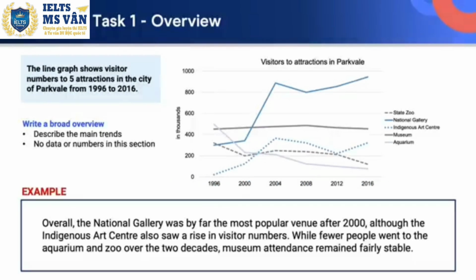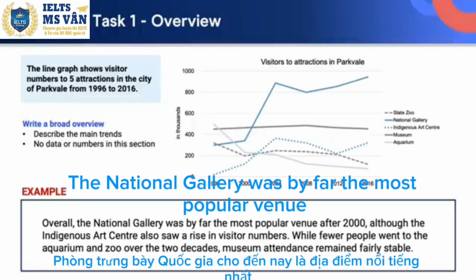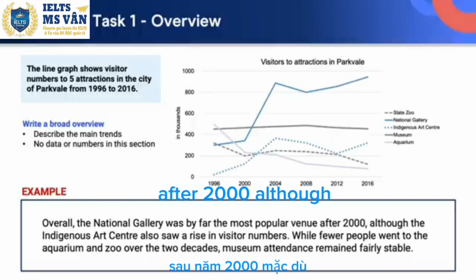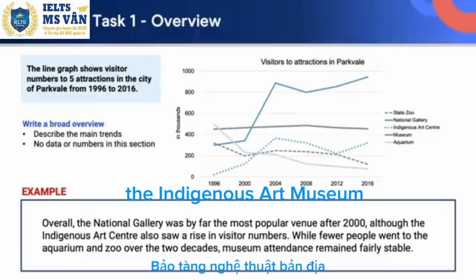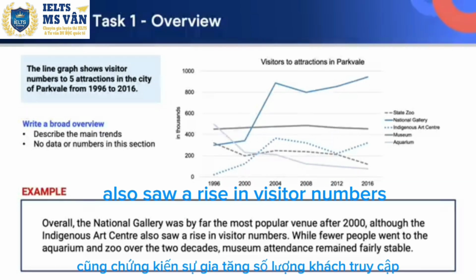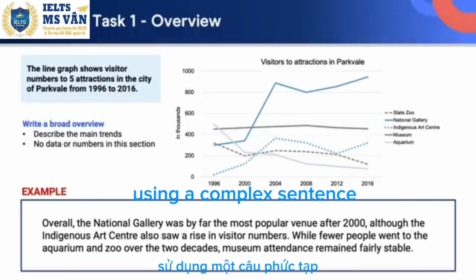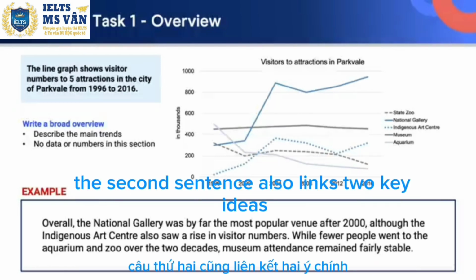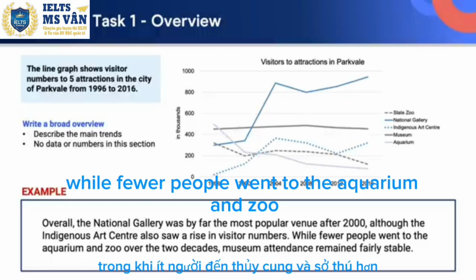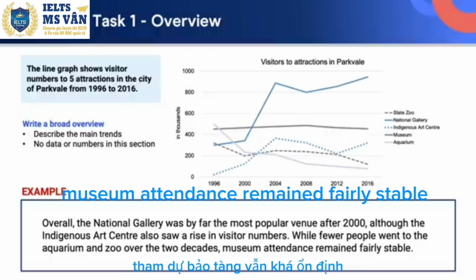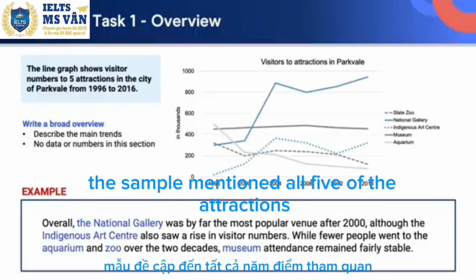Here it is. Overall, the National Gallery was by far the most popular venue after 2000, although the Indigenous Art Museum also saw a rise in visitor numbers. We've expressed our main points clearly using a complex sentence. The second sentence also links 2 key ideas. While fewer people went to the aquarium and zoo over the 2 decades, museum attendance remained fairly stable. Did you notice that the sample mentioned all 5 of the attractions?